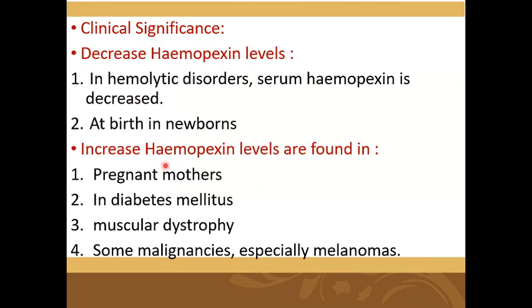Clinical significance: decreased hemopexin level in hemolytic disorders because a large amount of heme is released and therefore the amount of hemopexin is decreased. At birth in newborns, levels are low. Increased hemopexin levels are found in pregnant mothers because the normal functions are going on and the extra amount of heme is discarded by combination with hemopexin, in diabetes mellitus, muscular dystrophy, some malignancies and especially myeloma.